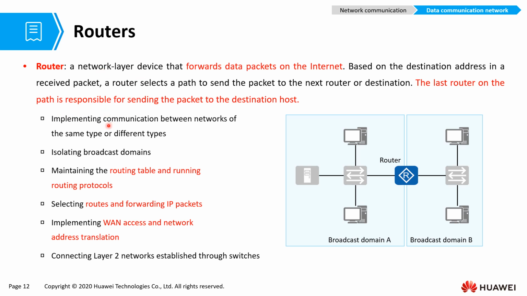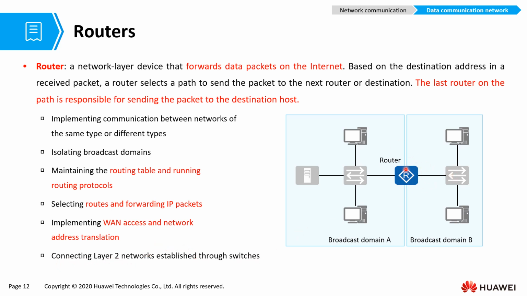Functions of the router: implementing communication between networks of the same type or different types, isolating broadcast domains, maintaining the routing table and running routing protocols, selecting routes and forwarding IP packets, implementing WAN access and network address translation, and connecting layer 2 networks established through switches.